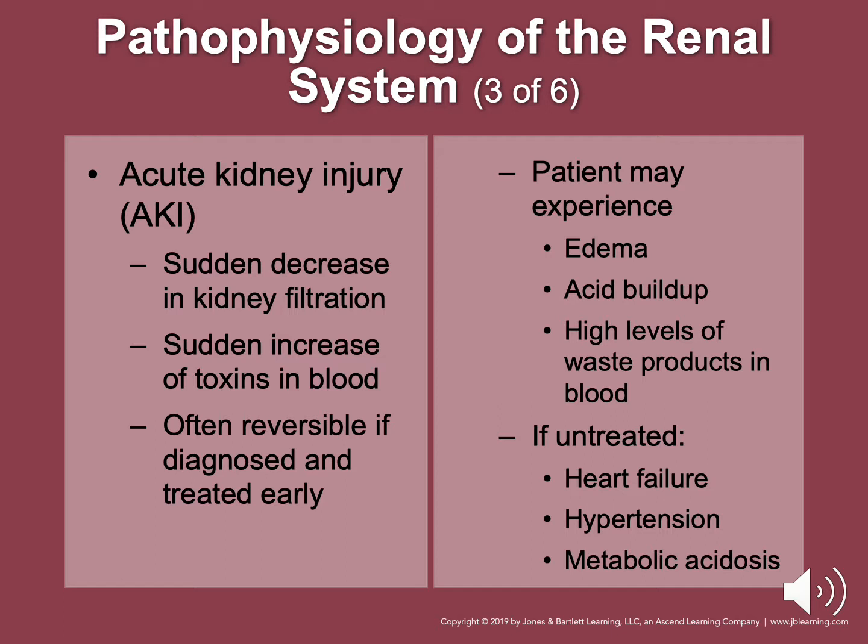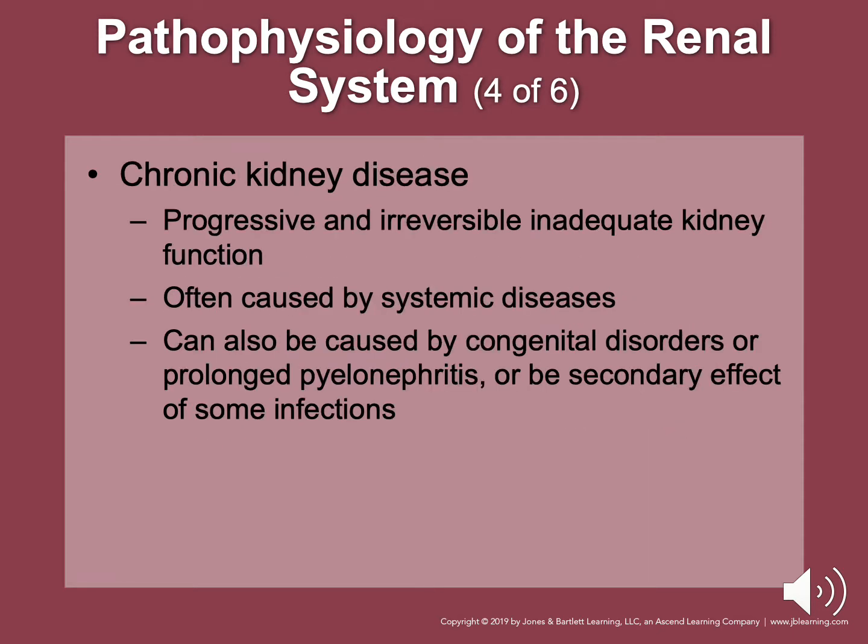Chronic kidney disease is progressive and irreversible, with inadequate kidney function resulting in permanent loss of nephrons. It develops over months and years, often caused by systemic diseases such as diabetes and hypertension. It can also be caused by congenital disorders or be a prolonged secondary effect of some infections, including strep throat.